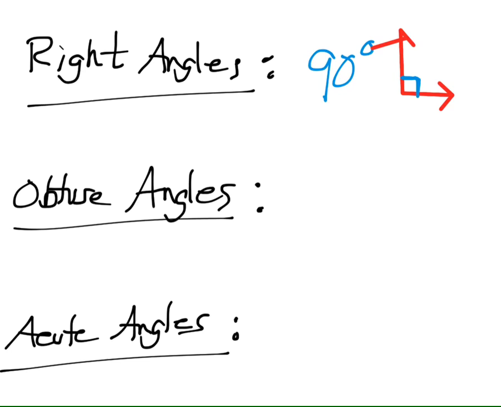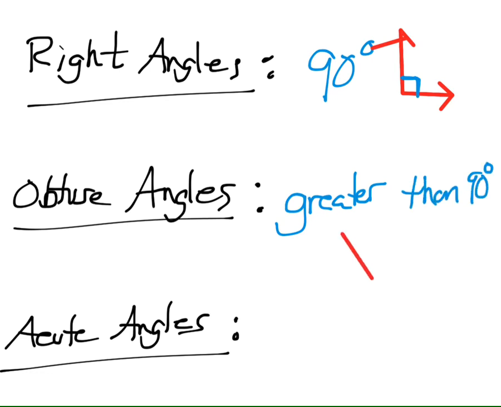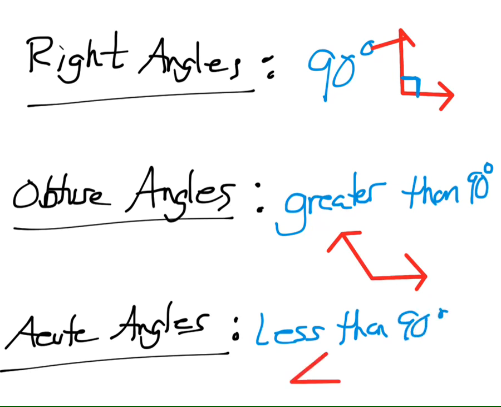Obtuse angles are what? Greater than 90. Yep. Greater than 90 degrees. So for example, this would be an obtuse angle because that is greater than 90. And acute angles would be less than 90 degrees. So an acute angle would be something like that. Right, acute, and obtuse.